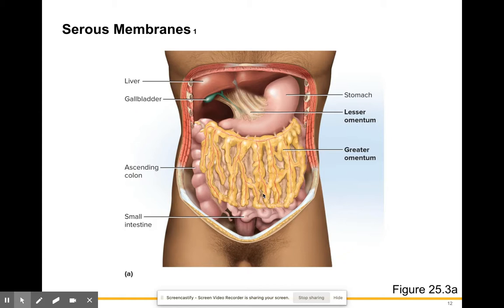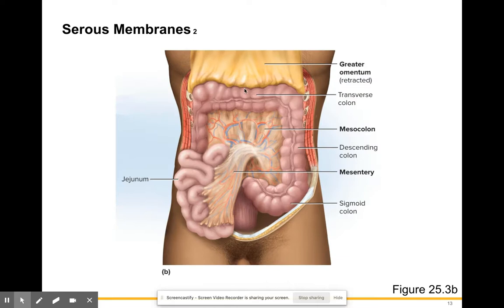Here is my greater omentum, this big yellow net. It kind of looks like a fishing net, but it's yellow. It looks fatty, and you can see the arteries running through it, the blood supply running through it. And this hangs over the intestine. It's not actually part of the intestine. It's hung over the intestine. And the next picture I show you will be this greater omentum lifted up.